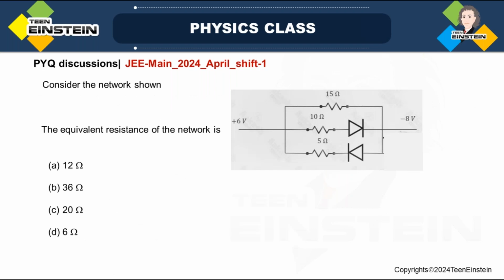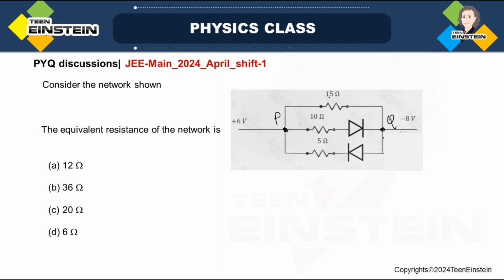Okay, now let us go to the next problem. This problem is saying, consider the network shown here. There are two diodes and one resistor, and see the potential applied across this. Suppose this point is P, this point is Q. This is the common point for all these three branches.